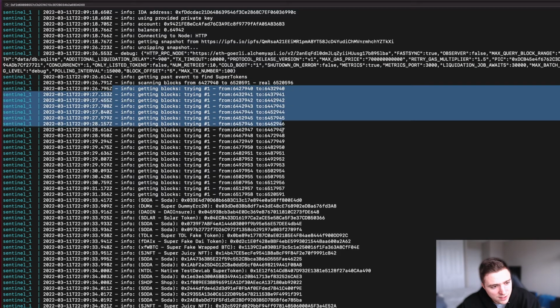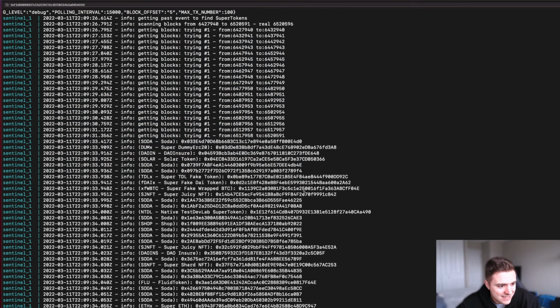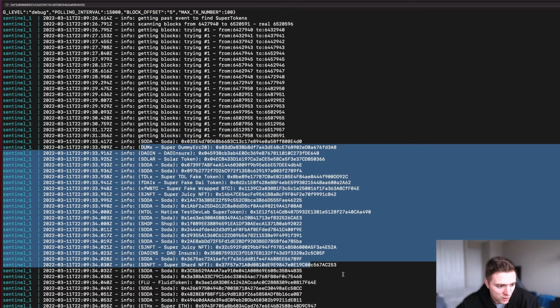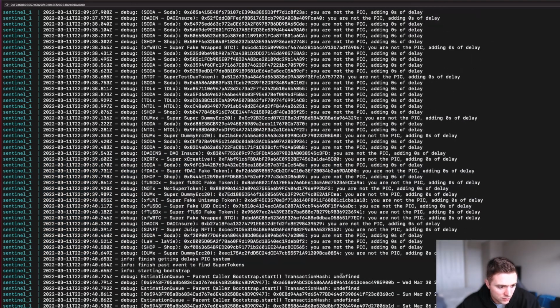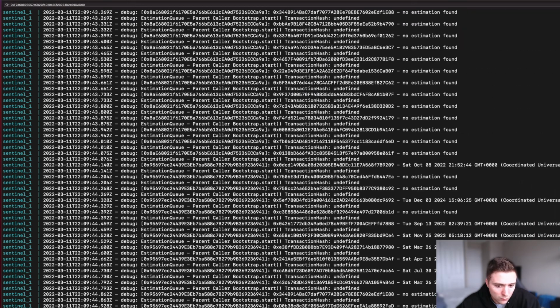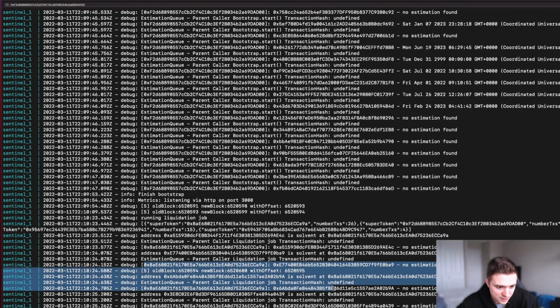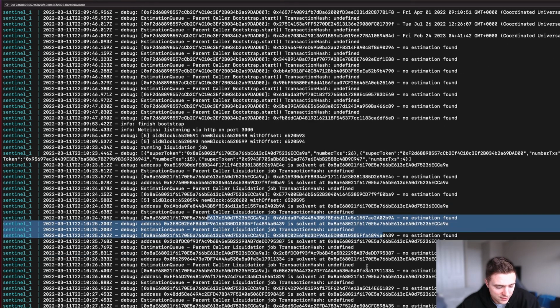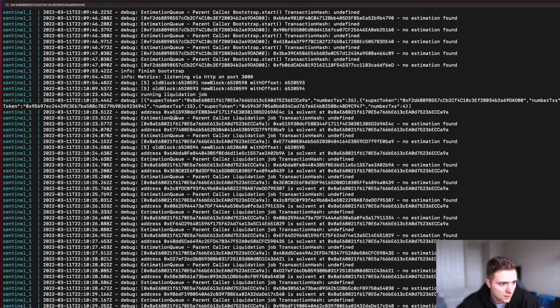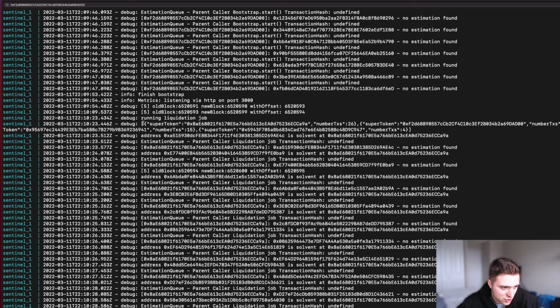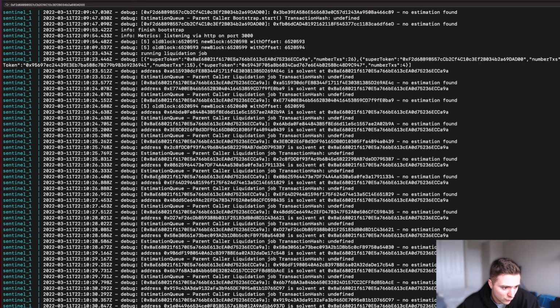We can see that the Sentinel is syncing. As it syncs, it gets all the tokens we're going to watch. Alright, so it lists them all. And then what it starts doing is giving us these logs, right? So it gives us estimation queues for different transactions. We can see here this is a liquidation job, right? So here, sometimes we'll run a liquidation job.